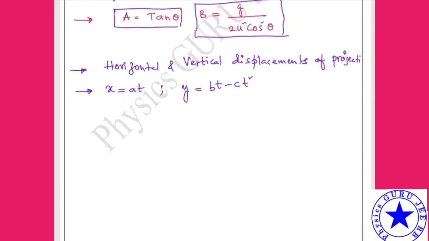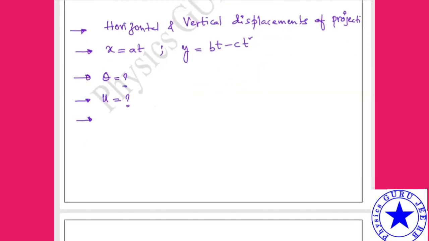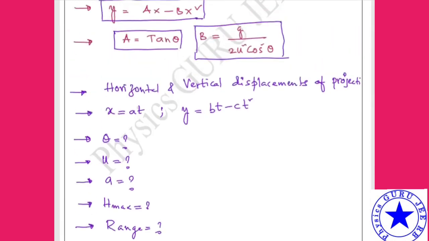Now what we have to calculate here: x is equal to at, y is equal to bt minus ct square. First, we have to calculate the angle of projection, theta is equal to how much. Second, the initial velocity. Third, the acceleration of the projectile. Next, the maximum height. Next, the horizontal range. These are the questions in front of you. Now let us see how to solve this type of question.